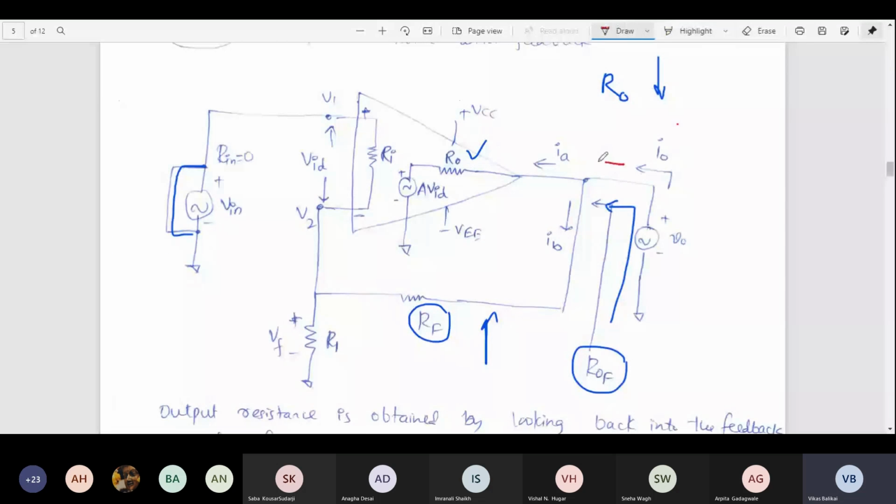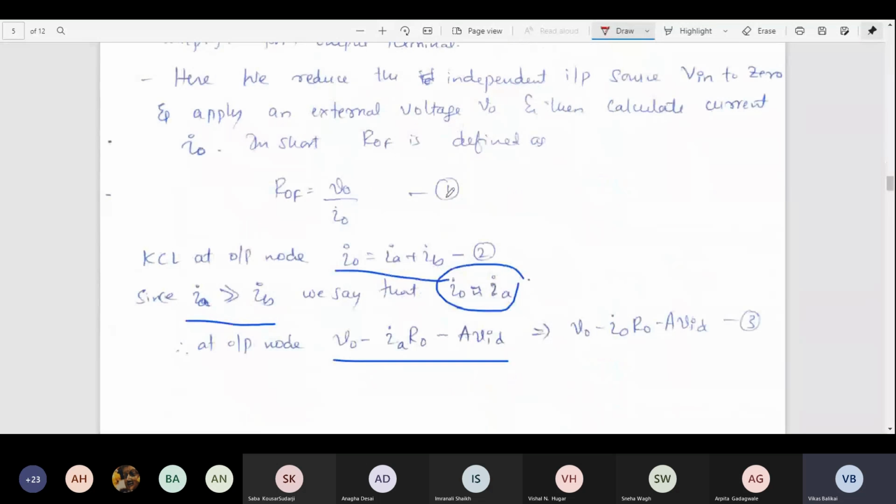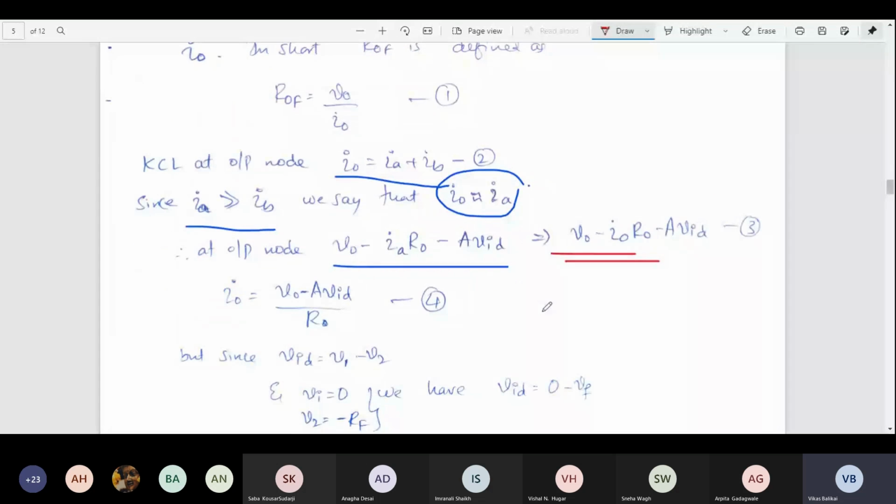So this path is my present path. In fact, from here, plus V naught minus IA times R naught minus A VID is equal to 0. That's what I have written over here. From this, I am interested in understanding the value of I naught. So I extract it and get I naught equals V naught minus A VID, divided by R naught, from the same equation.